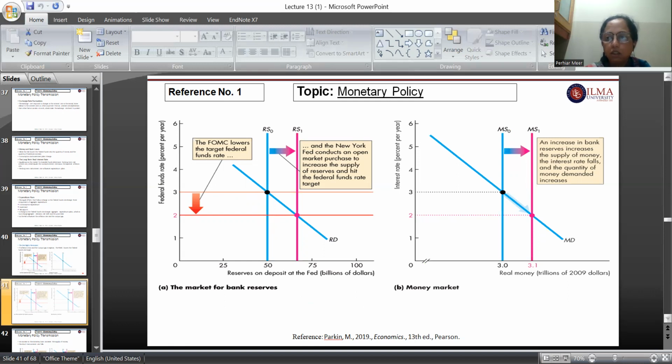So again, an increase in bank reserves increases the supply of money, the interest rate falls, and the quantity of money demanded increases from 0.3 to 0.3.1.